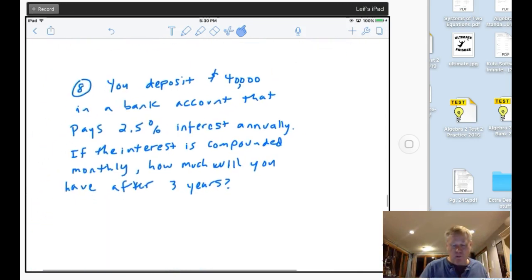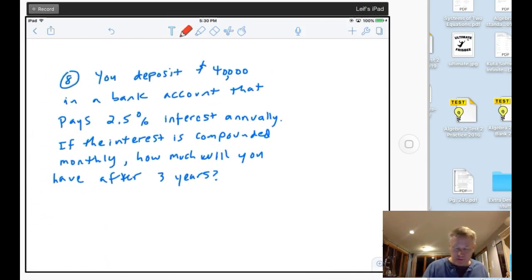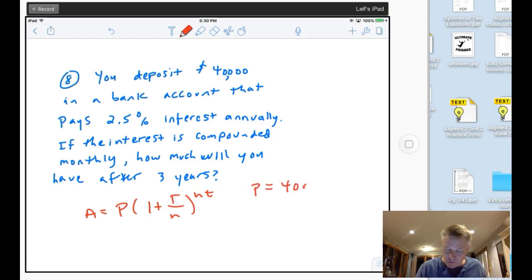So here's the first problem. It's this, that you deposit $40,000 in a bank account that pays 2.5% interest annually. If the interest is compounded monthly, how much will you have after 3 years? So I'm going to use that formula, A equals P times 1 plus r over n to the nt. I'm going to write down what each thing is. So P is the principal, the initial amount, which is $40,000.